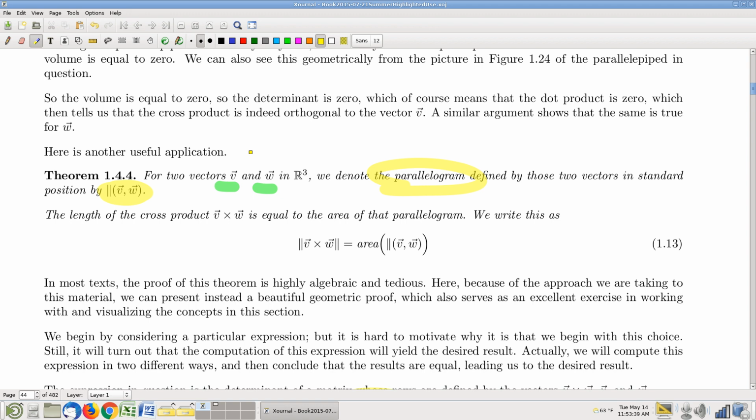This means the parallelogram defined by these two vectors. So the area of that parallelogram is the length, the magnitude, that is, of the cross product of those two vectors. Weird. All right, does everybody see what I'm asserting here? It's not obvious, not even close to obvious why this is true, but this is what I'm claiming.